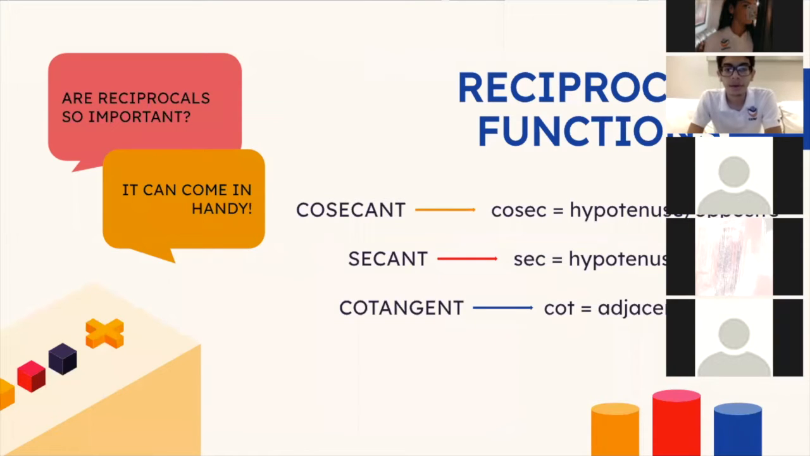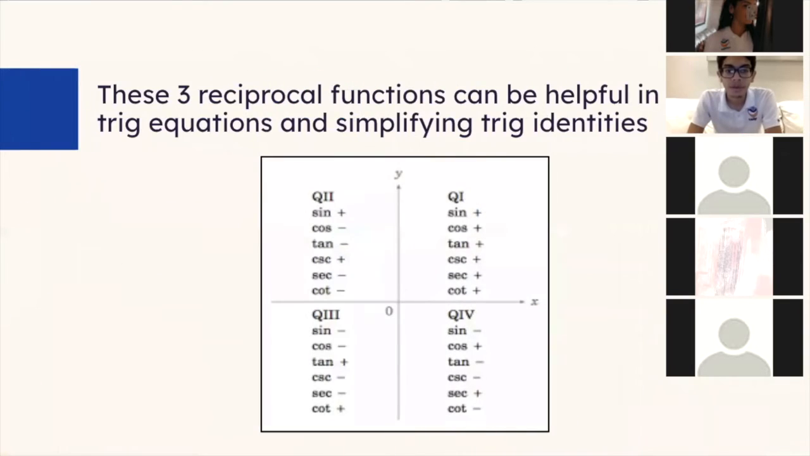Then we have the reciprocal functions. First, we have the cosecant function. This function is the reciprocal of sine. The formula is cosecant of the angle of a right triangle equals hypotenuse over opposite side of the triangle. The second one is the secant function. This one is the reciprocal of cosine, and the formula is secant of the angle equals hypotenuse over adjacent side. Then we have the cotangent function. This function is the reciprocal of tangent, and the formula is cotangent of the angle equals adjacent side over opposite side. These 3 reciprocal functions can be helpful in solving trigonometric equations and simplifying trigonometric identities.